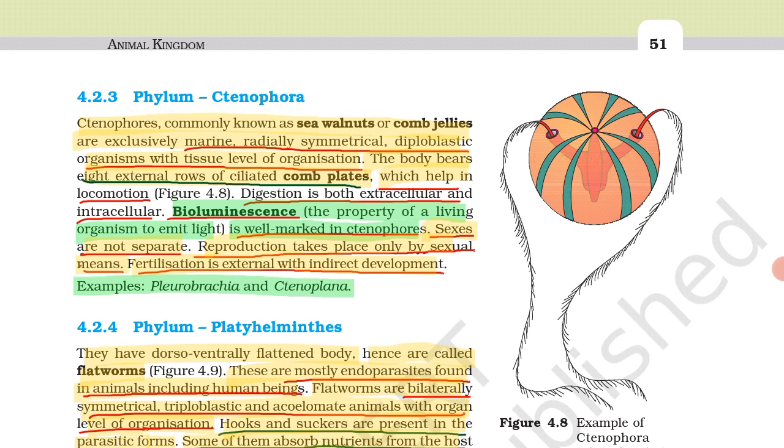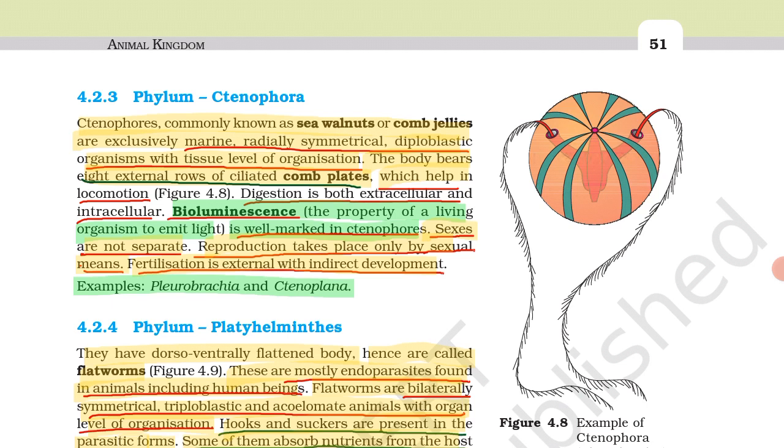So see in figure 4.8, example of ctenophora, you have seen that on the body of this ctenophore they have 8 external rows of ciliated combs. See, this green color shows the ciliated combs, they are 8 in number. You can count them here, and these ciliated combs are helpful for locomotion.